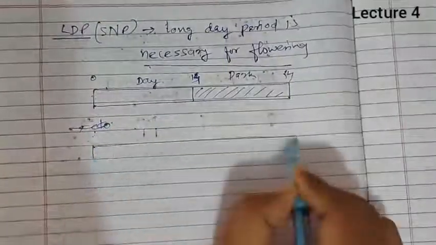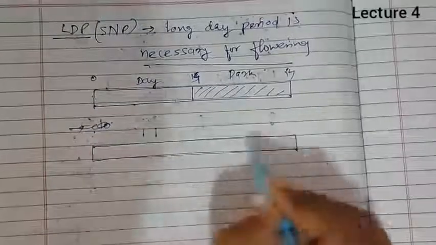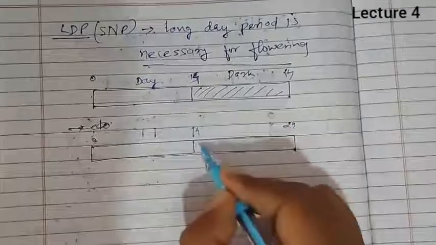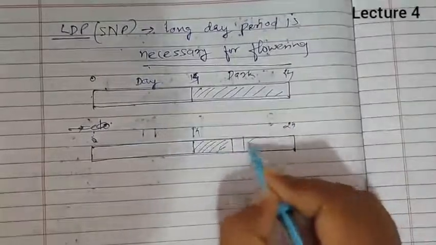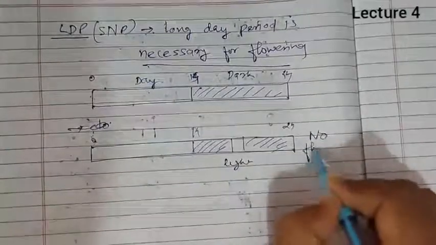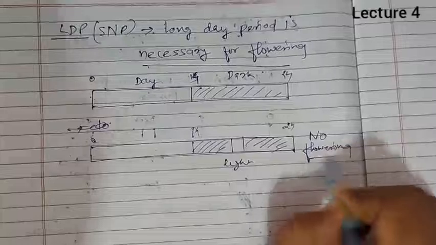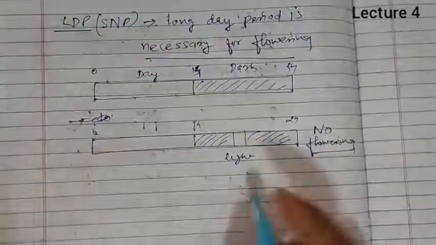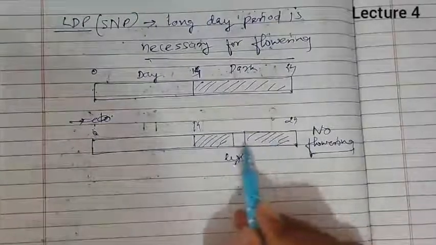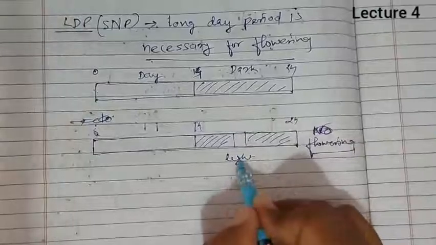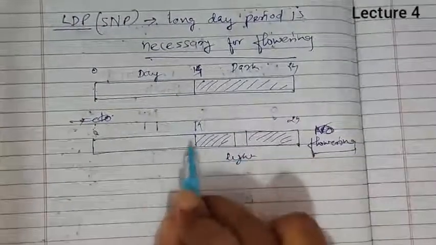So if we break this dark period with light influence, flowering will occur, because the night period has been broken up and the day period has increased. We have broken up the dark period and given a light period, so the light period has increased, which means flowering will occur.